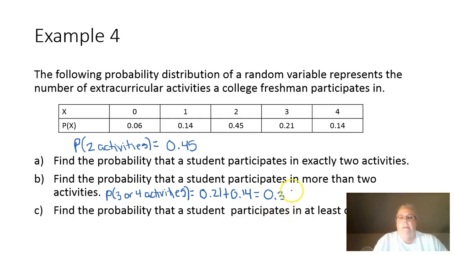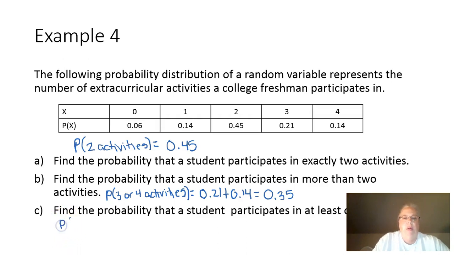Alright, C. Find the probability that a student participates in at least 1 activity. Now, at least 1 means they participate in 1, or 2, or 3, or 4 in this case. Now, there's 2 ways to work this problem. One way is to come up here into our chart and add together the probability of 1 activity plus the probability of 2 activities plus the probability of 3 activities plus the probability of 4 activities. Or we can use the complement, which means that we would find the probability that the student participates in no activities, and then we could subtract that from 1.